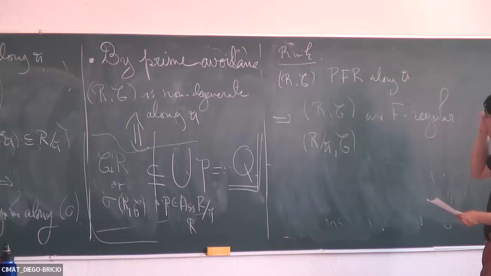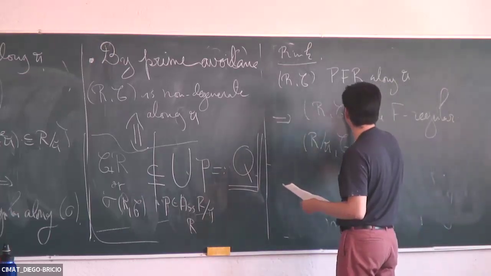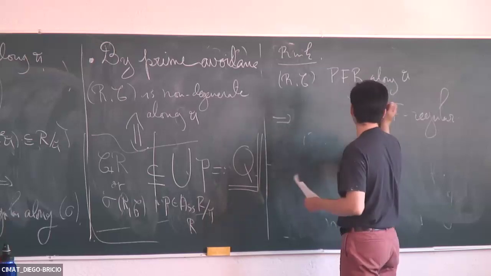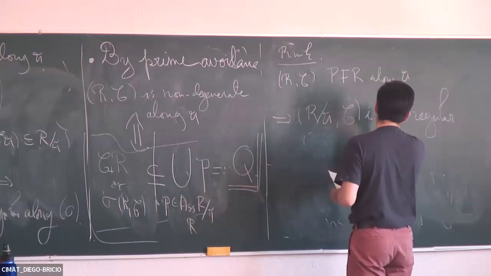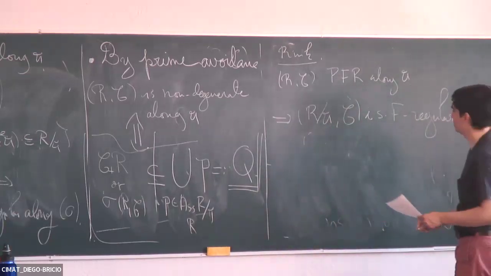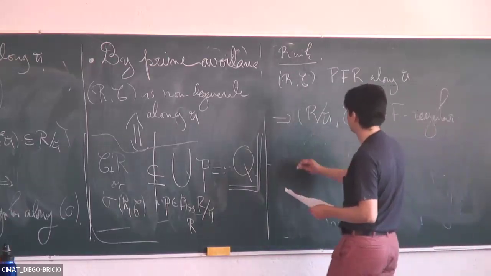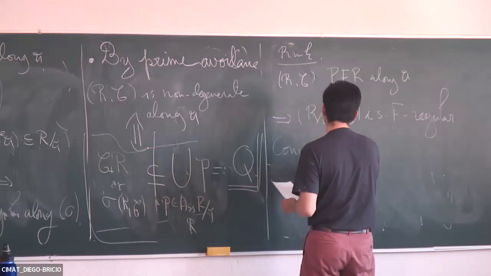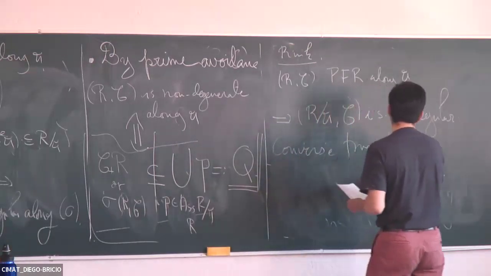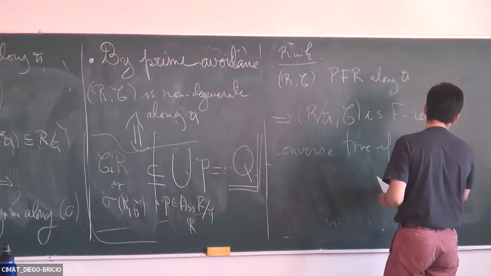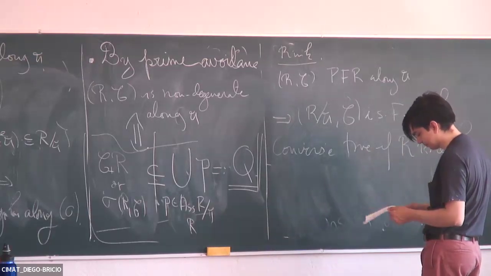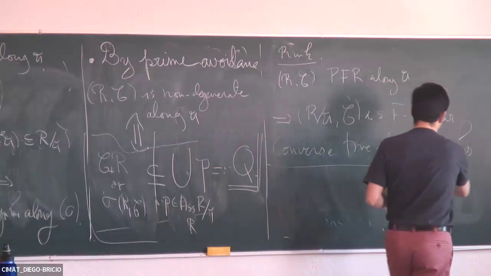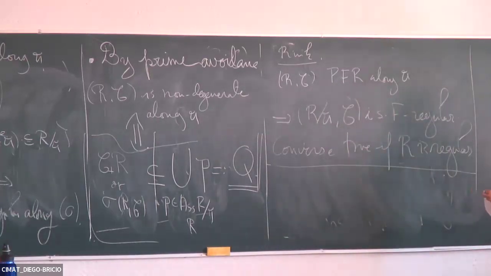So this is... I'm saying a stupid thing here. Only R modulo A. Okay, and the converse is true. Converse true, if R is a good ring. Okay, so I was thinking of something else. Let's think about it.